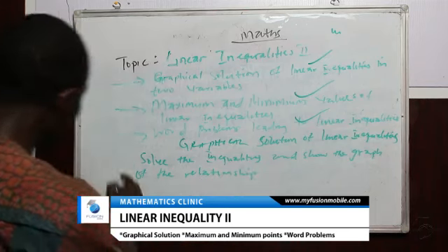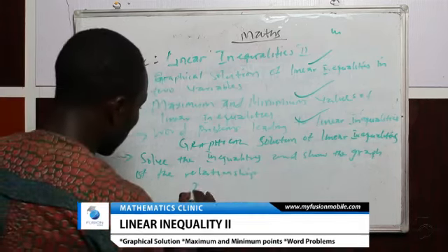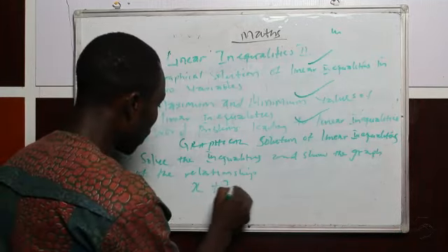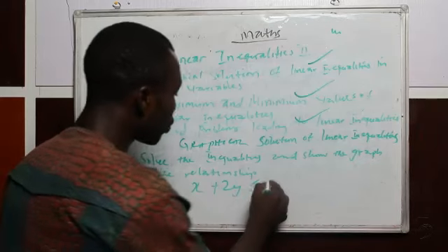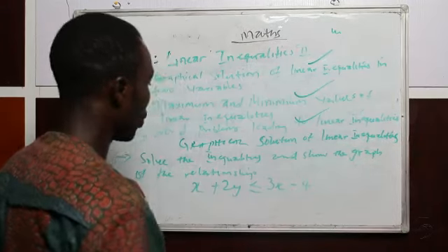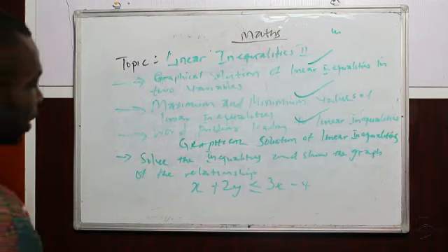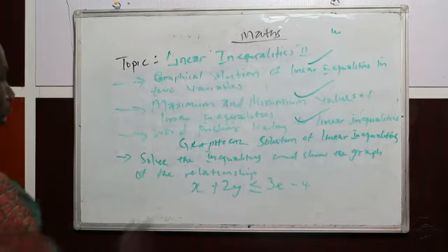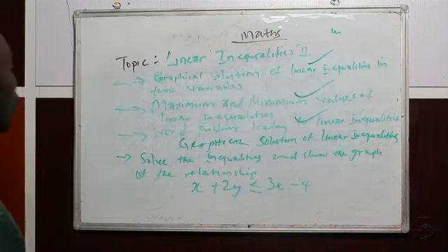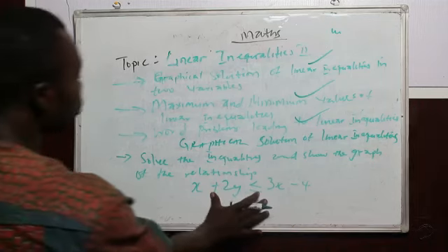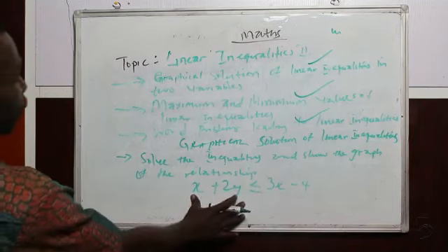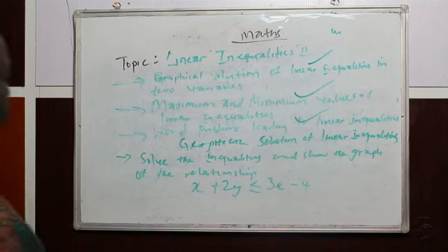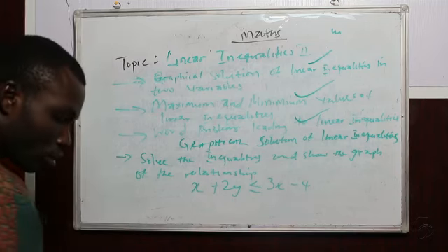Now, this question is two things, that is x plus 2y is greater than or equal to 3x minus 4. Solve the inequality and show the graph of the relationship. If it's two things, we have to first solve the inequality. Now, it involves two variables. X and y is our variable in this aspect. How do we solve this? Now, solution.